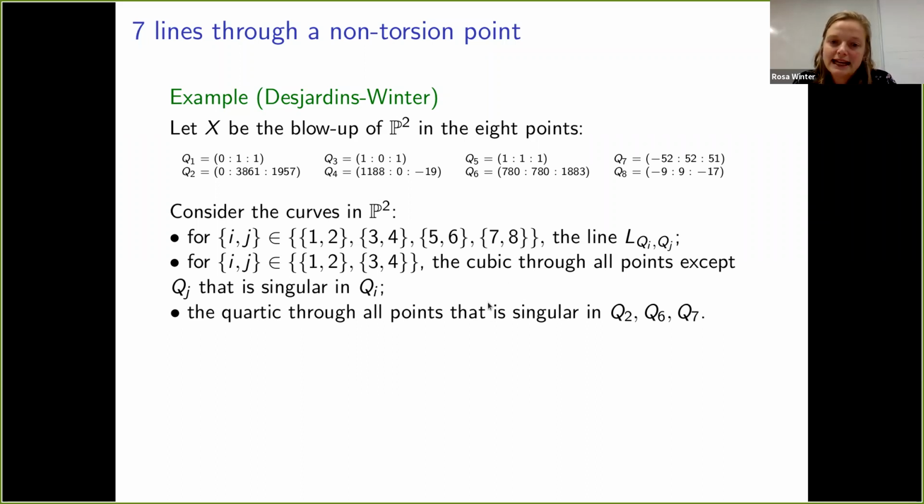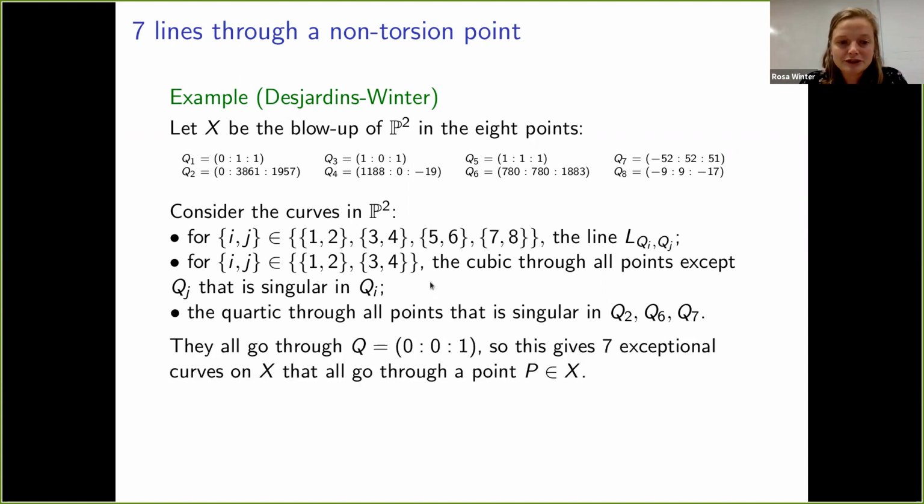So these last 2, of course, maybe you remember that the lines through 2 of the points gave exceptional curves upstairs on the Halphen surface after blowing up, but also such cubics and such quartics give exceptional curves on the Halphen surface after blowing up. So these correspond to 7 exceptional curves on X. And moreover, you can again quite easily check that all these 7 curves in P2 go through this point (0,0,1). So this means that on my Halphen surface, I have 7 exceptional curves that go through a point corresponding to this point Q.